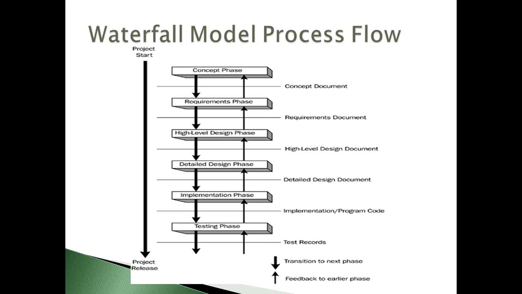So if you see this diagram here, we will have two arrows. The first one acts as a transition to the next phase, and the next arrow, the thin arrow, acts as a feedback to the earlier phase.